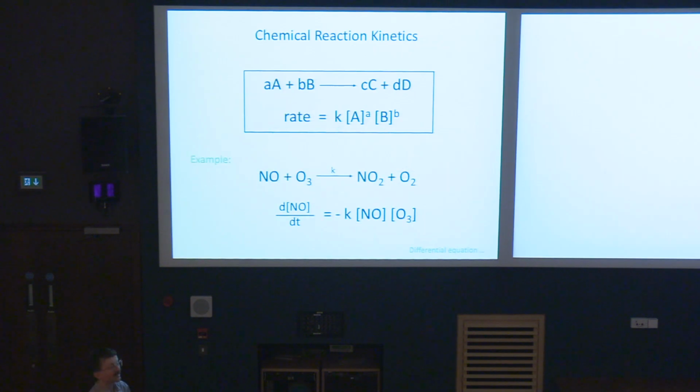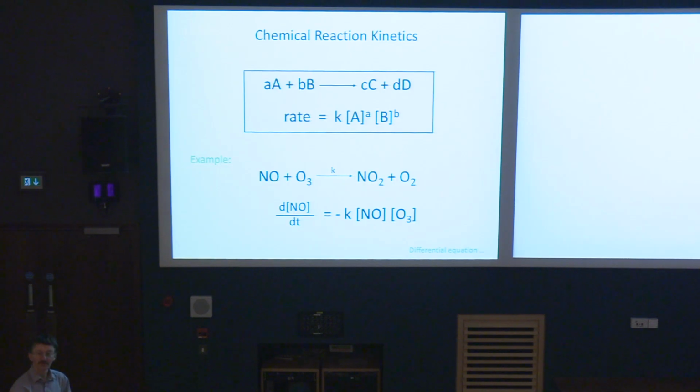If we look at an example of this in the atmosphere, a particularly important example here is nitrogen oxide reacting with ozone to form nitrogen dioxide and oxygen. Then we can express the rate of loss of NO, the rate of loss of this reactant, as the concentration of NO times the concentration of ozone, the concentration of these two reactants, times the rate constant. And there's a minus sign here, of course, because this is a loss of the reactant, NO.